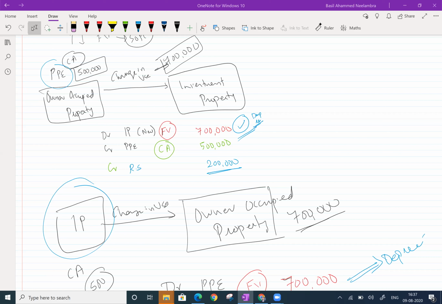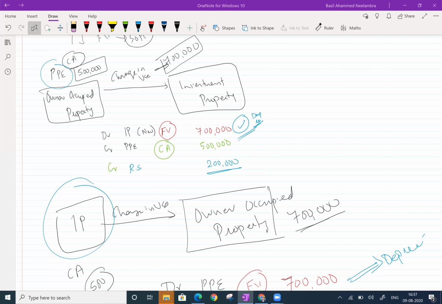Will it go to revaluation surplus? There are only two treatments. One, that difference will go to revaluation surplus. Treatment number 2, that difference will go to SOPL. Whether it goes to revaluation surplus or SOPL depends upon the nature of that asset initially. If initially it was property, plant and equipment, then the difference will go to revaluation surplus. If initially it was an investment property, then that difference goes to SOPL.